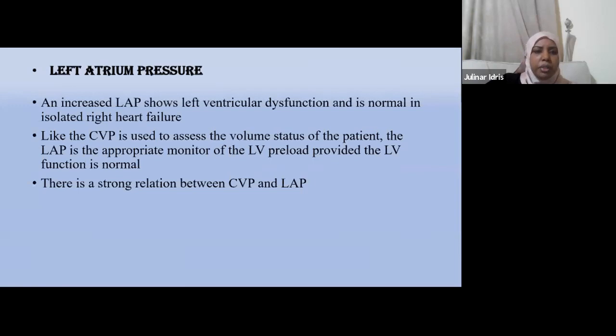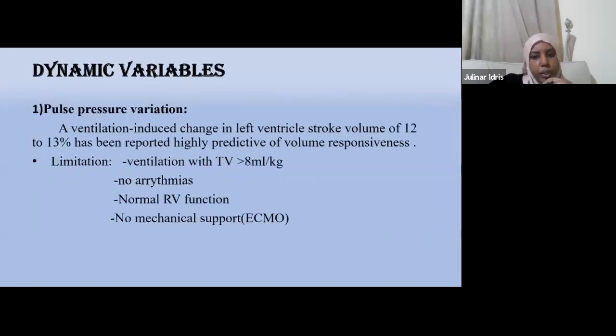So if we continue, all the other static parameters have these limitations, so we need to find further parameters to help guide our management. People started to move to dynamic variables as a guide for fluid response and fluid management. They use heart-lung interaction during mechanical ventilation to evaluate the variation in stroke volume, systolic blood pressure, or pulse pressure. The first, which was proposed earlier, was the pulse pressure variation, estimated from the arterial waveform, and stroke volume variation from pulse analysis.